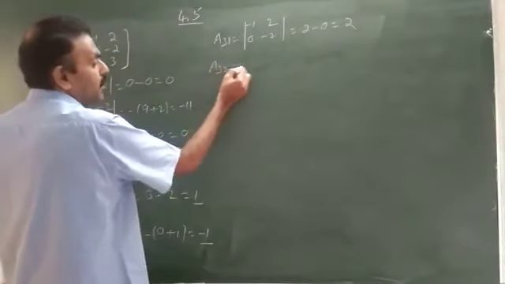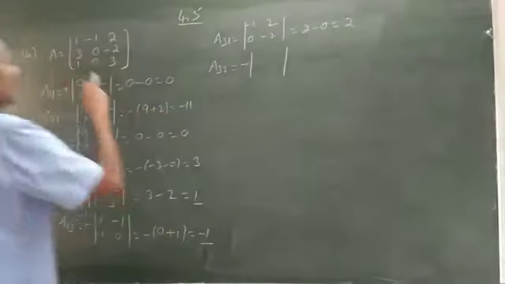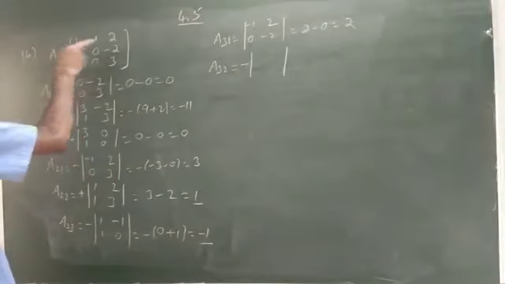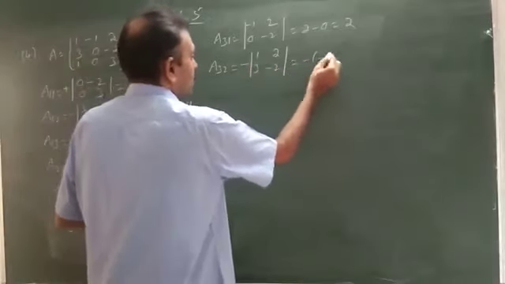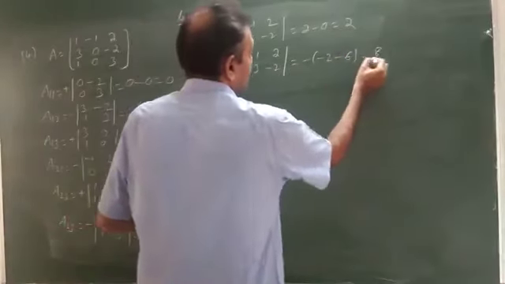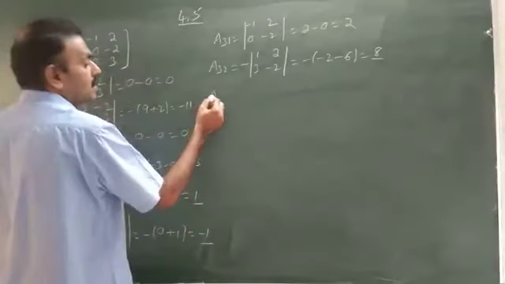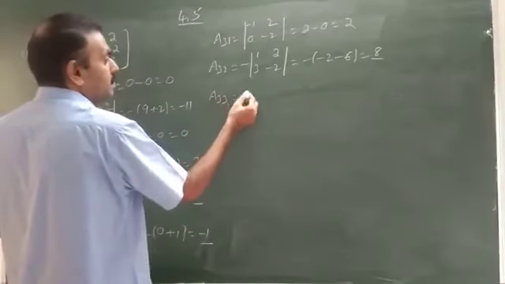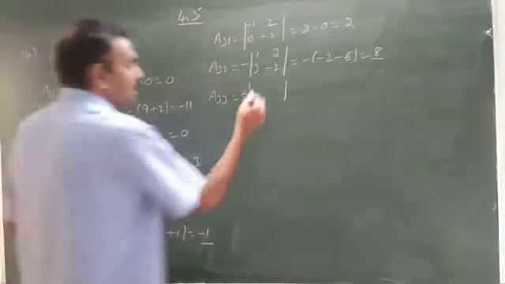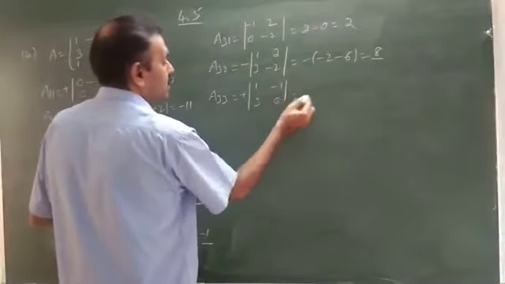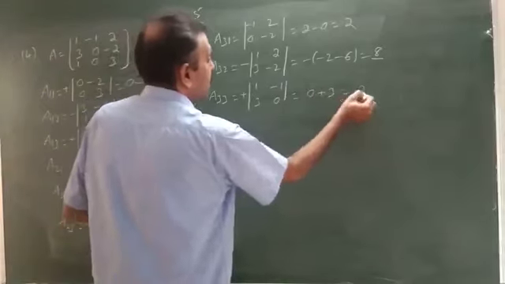Take up A32, the sign is negative, cofactor of 0, 1, 2, 3, minus 2. Minus of minus 2 minus 6, answer is plus 8. A33, positive, leave that row and column, 1 minus 1, 3, 0. You will be getting 0 plus 3, it is 3.